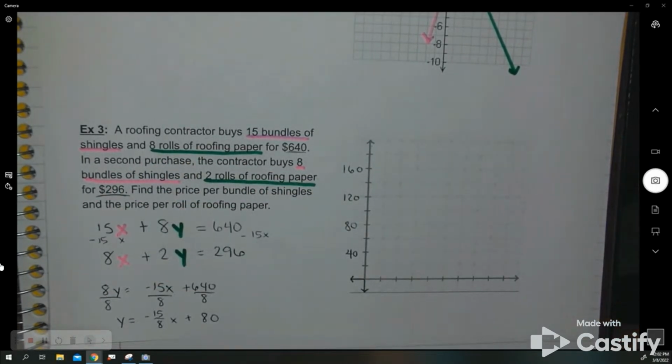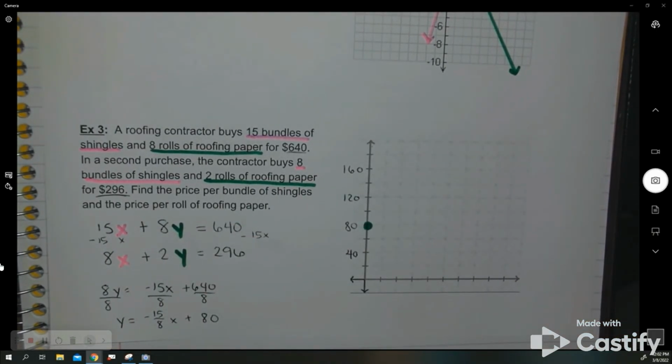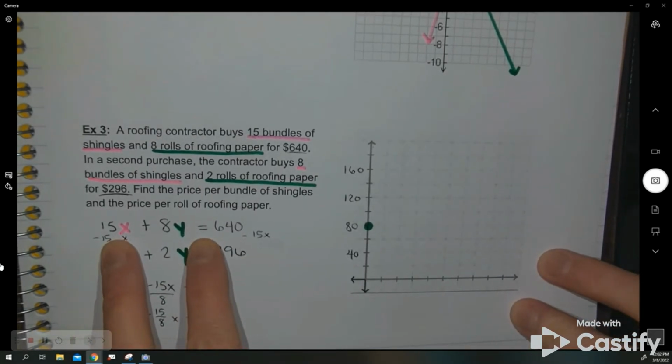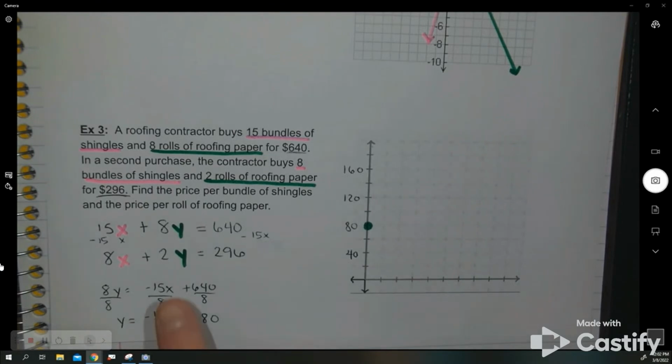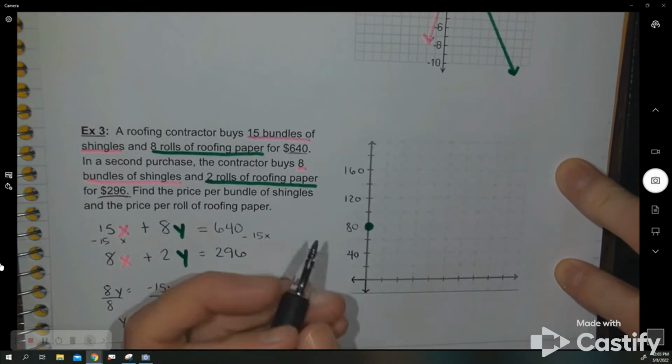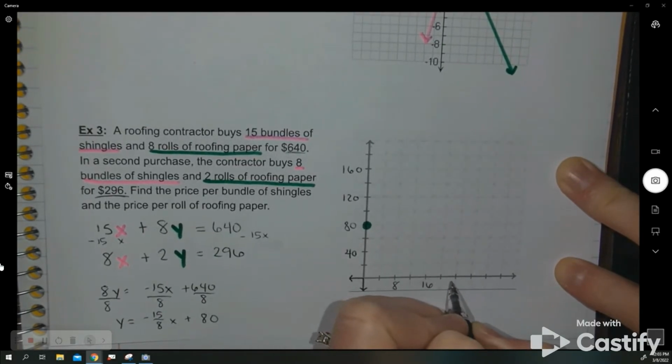All right. So I know I have a point at 80 here. And then I need to know where it crosses the other one. So actually, what might have worked better for us, because it's in standard form, is if we just found our x and y intercepts. So we know our y-intercept is 80. And if we plug in 0 for y, 640 divided by 15 is going to give us about 42.6 repeating. So that's really not going to fit on here. So if I count my x-axis, I have 8, 16, 24, 32.